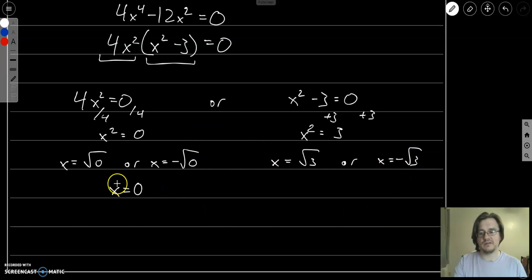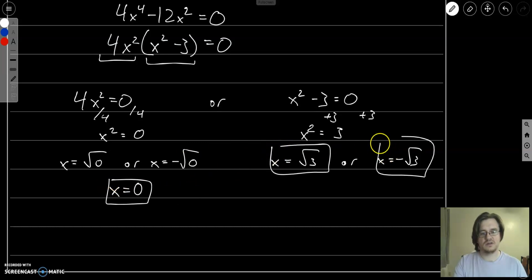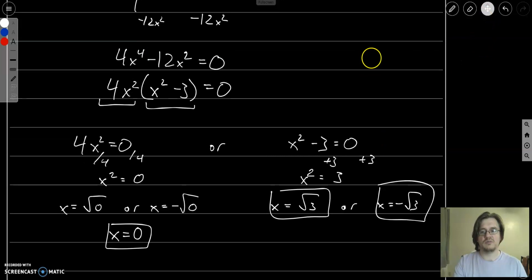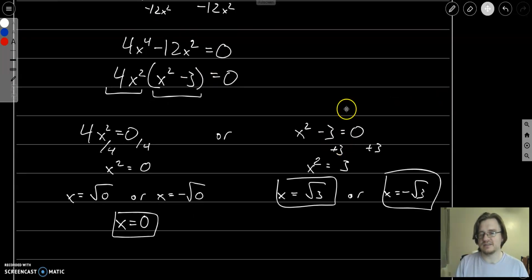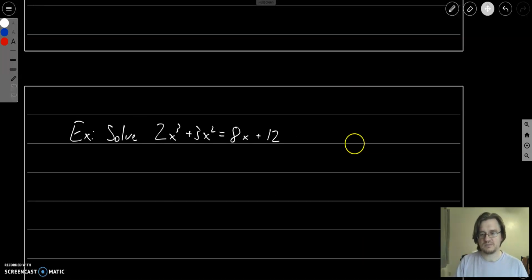So here we found 3 potential solutions. 1, 2, 3. But in order to check the solutions, I would need to plug them back into my original equation and make sure that everything works. We'll see later that not every solution that we find is in fact a solution.